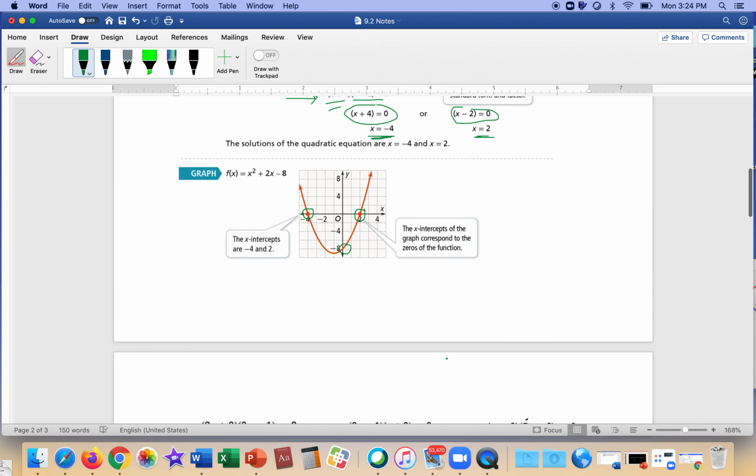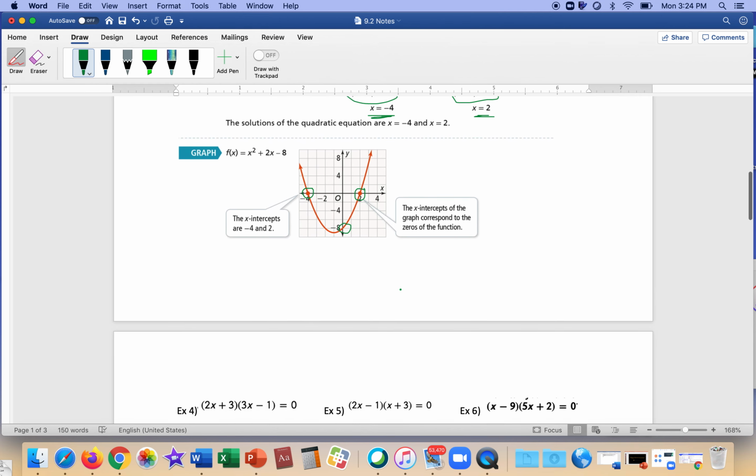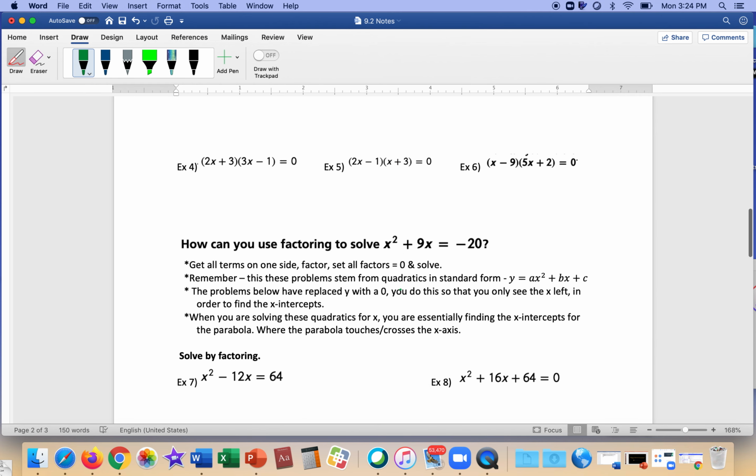Okay, so up here it says zero product property. Basically what that means is when you have quantities that are products, when multiplied that equals 0, you can set those expressions equal to 0 and solve. So if you look at 4, 5, and 6, it's already set up for you. If you have all terms or factors on one side and 0 on the other, you can set your factors equal to 0 and solve.